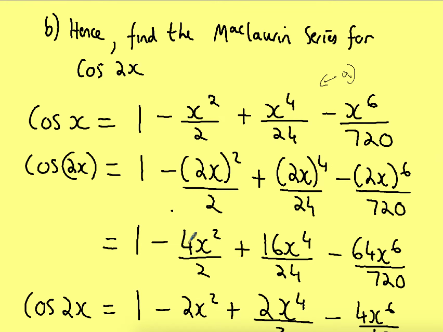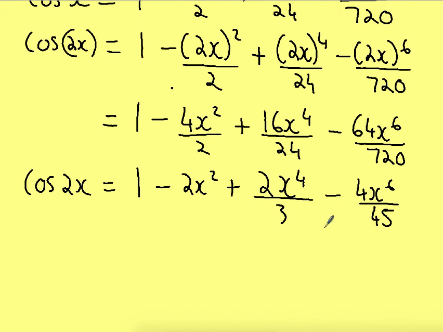Now, key thing here: when you square out the brackets, or take the power of 4 or the power of 6, you need to do the number and the letter. So 2 squared is 4 and x squared is x squared. 2 to the power of 4 is 16 and x to the power of 4 is x to the power of 4. 2 to the power of 6 is 64 and you get x to the power of 6. Then you just simplify your fractions if you can. If you want, you can type 4 over 2, 16 over 24, and 64 over 720 into your calculator just to make sure, because remember, if you've got a calculator, you may as well make sure that your fraction work is correct.